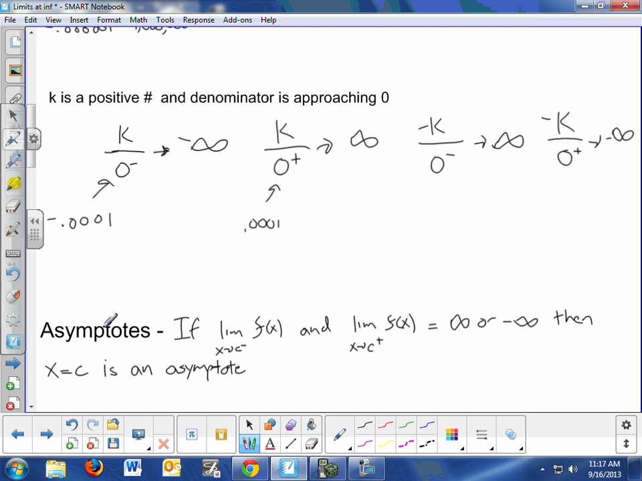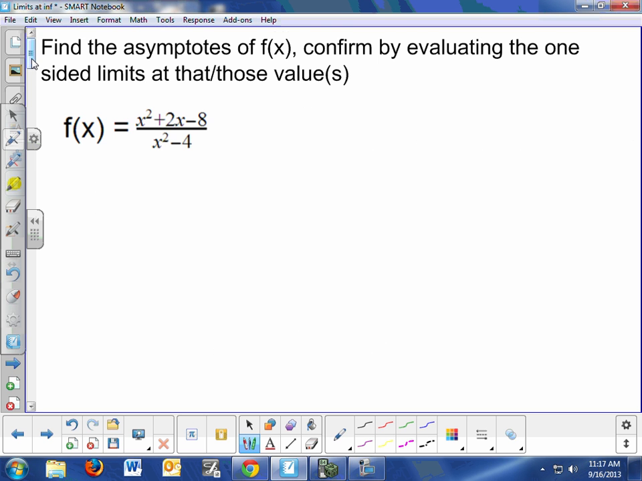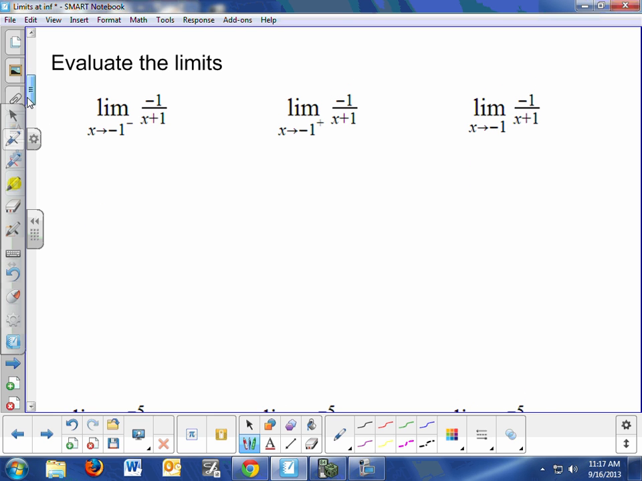All right, so let me show you how I do some of these problems. Anybody need that for another second? Evaluate the limits. Limit as x approaches -1 from the left of -1 over x plus 1, and then from the right, and then we're going to look at it in general.